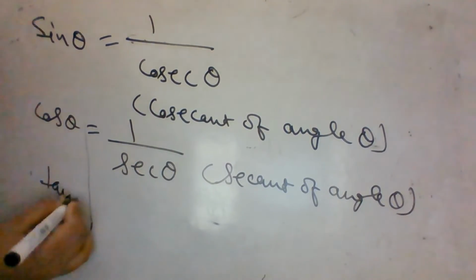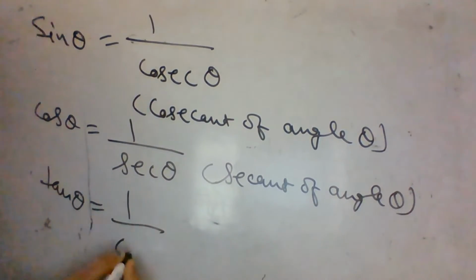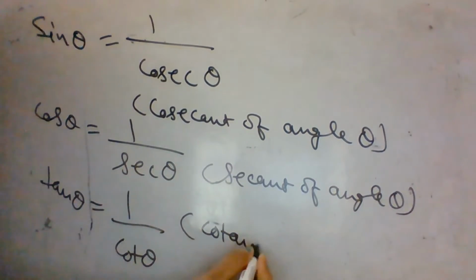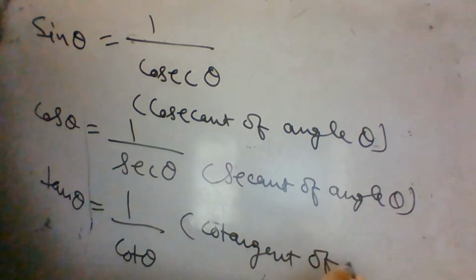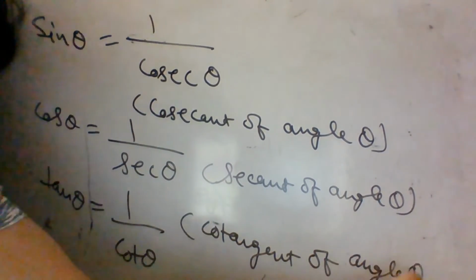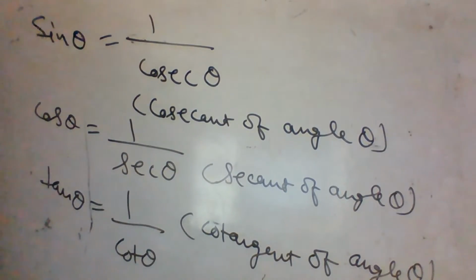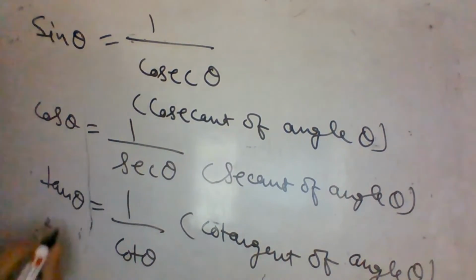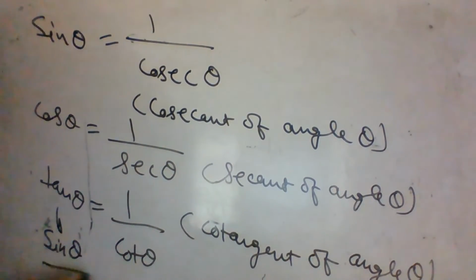Also, we have tan theta. And tan theta is the reciprocal of cot theta. So, cot theta will be cotangent of angle theta. So, I hope this is understood. Whenever you have sine theta, you can do 1 by cosec theta, cos theta is 1 by sec theta, and tan theta is 1 by cot theta. Also, by the definition, you must have noticed that tan theta is nothing but also equal to sine theta over cos theta.